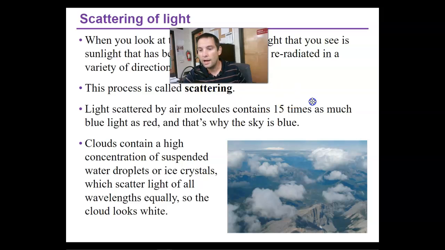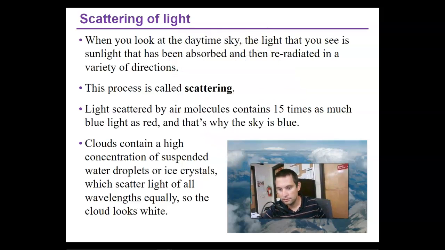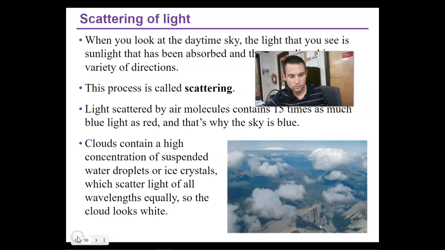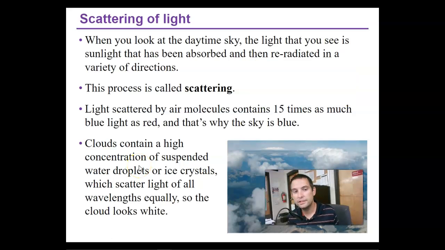When you look, why is the sky blue? Finally, perhaps after 13 years in school, we are answering this question. If you guessed that it's because of the oceans, it is not true. I'm sorry you were taught that. When you look at the daytime sky, the light you see is sunlight that has been absorbed and re-radiated in a variety of directions. This process is called scattering. Rayleigh scattering, to be precise. Light scattered by air molecules contains 15 times as much blue light as red. That's why the sky is blue. It'll make sense in the future slides.